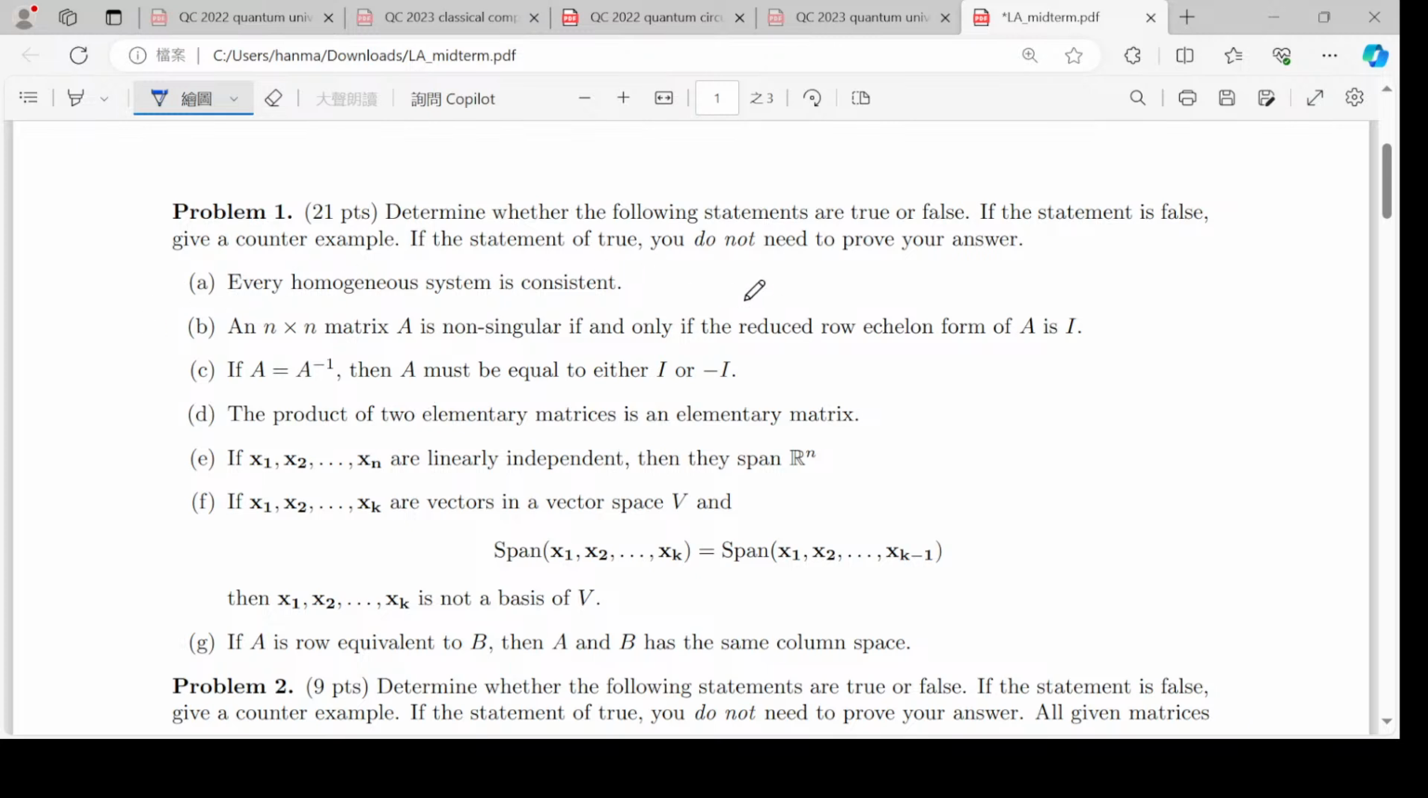Every homogeneous system is consistent. A homogeneous system is like solving Ax equal to 0, and they are all consistent because you can just pick x equal to 0. So this one is true.